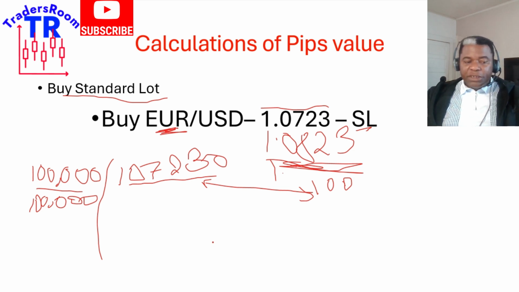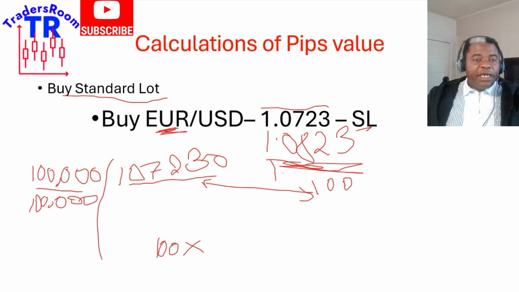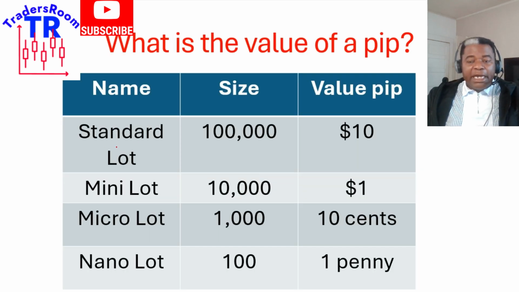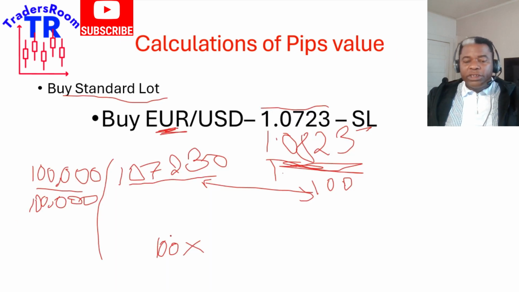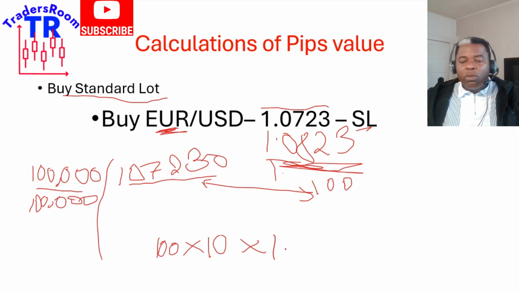Since you make this amount of money, which simply means that you now have 100 pips, how do you calculate your 100 pips? It will now be 100 times. Remember here, when you are trading with standard lot, I told you earlier that the value of a pip that you make on the standard lot is $10 per pip. Because you trade a standard lot, you are going to make $10 per pip. So okay, we go back to our calculation. So you have 100 pips times the 10 per pip you have, then times 1.